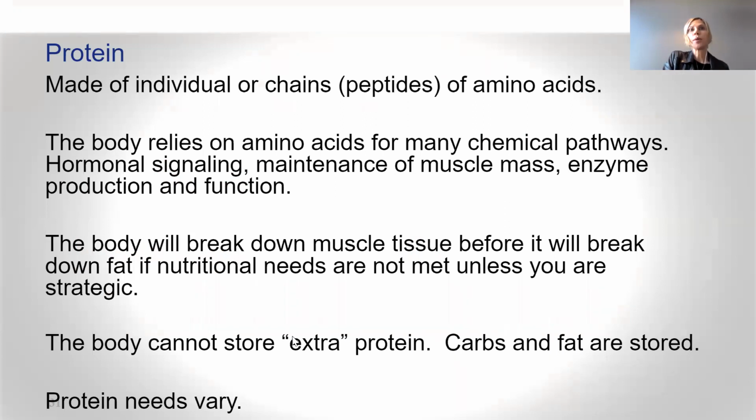Protein. So let's talk a little bit about protein. Proteins are essentially individual amino acids, or they're chains, so they're peptides. And protein is absolutely essential for so many things. The body relies on these amino acids for chemical pathways, hormone signaling, maintenance of muscle mass, enzyme production and function. Absolutely crucial to health. The body will actually break down muscle tissue before it utilizes fat if nutritional needs are not met. So this is important, unless you are strategic.